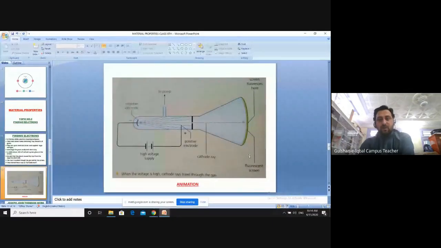This is the setup which they produced. You can see a tube here. This is known as a discharge tube. In this tube, you can see at the end there is a screen. There is a vacuum pump, a negative electrode and a positive electrode, and a battery is connected. As the current passes, rays were formed from the negative electrode as they were moving toward the positive one. As they strike the screen, a green glow was produced. You can see the green glow.